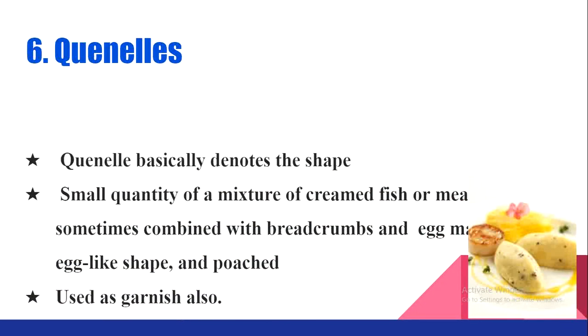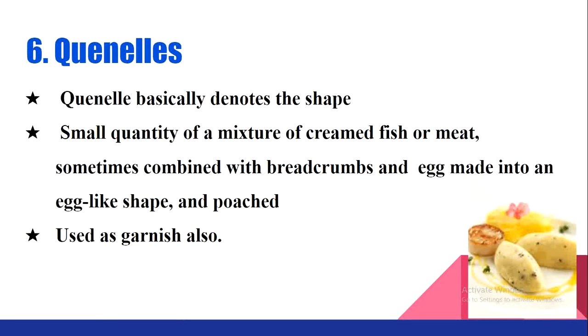Next, we are going to discuss another charcuterie product, that is quenelles. Quenelles are actually a small quantity of mixture of creamed fish or meat, sometimes combined with breadcrumbs and egg yolk as binders or binding agent, and made into a shape like an egg and poached.